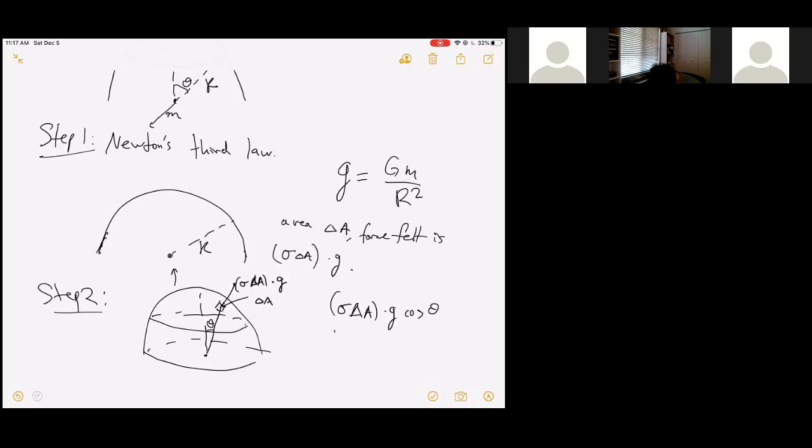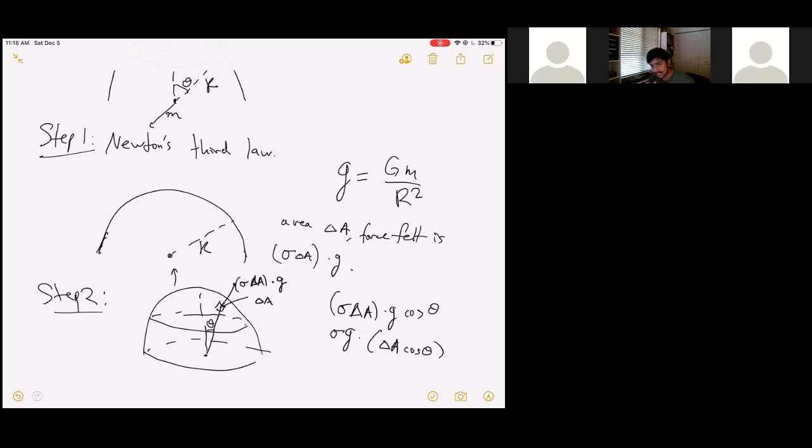What you can do is rearrange this as sigma g times delta A cos theta. So instead of putting the cos theta on the force, we move the cos theta into the area. And geometrically, what is delta A cos theta? Can anybody tell me? If you have a little patch of area on the surface of the sphere, is there a nice interpretation of delta A times cos theta? Anybody in the chat?